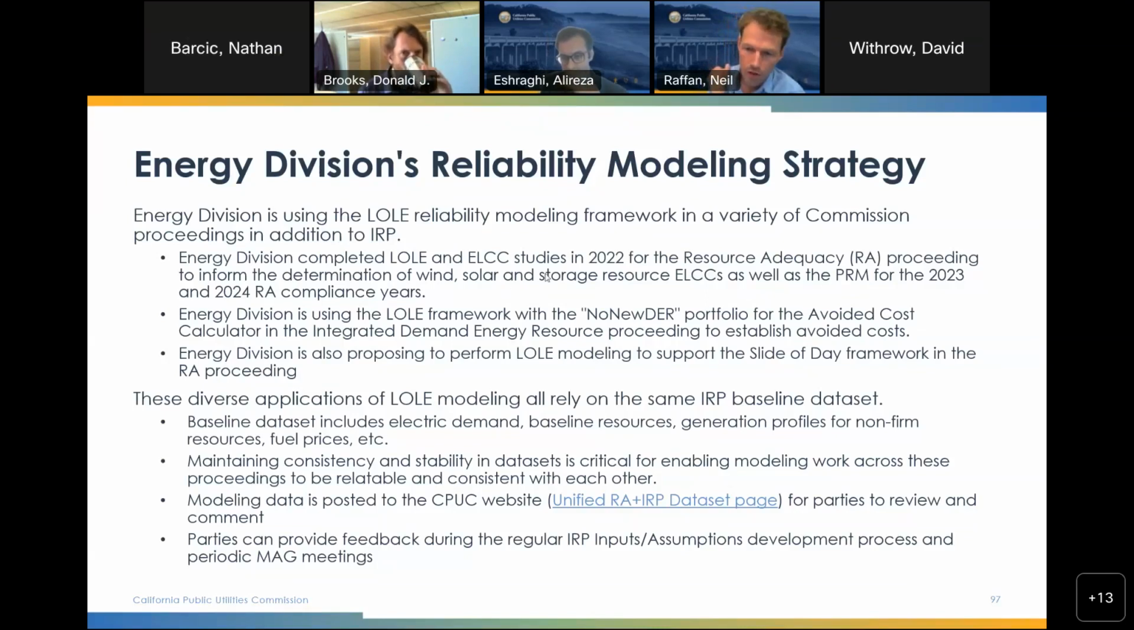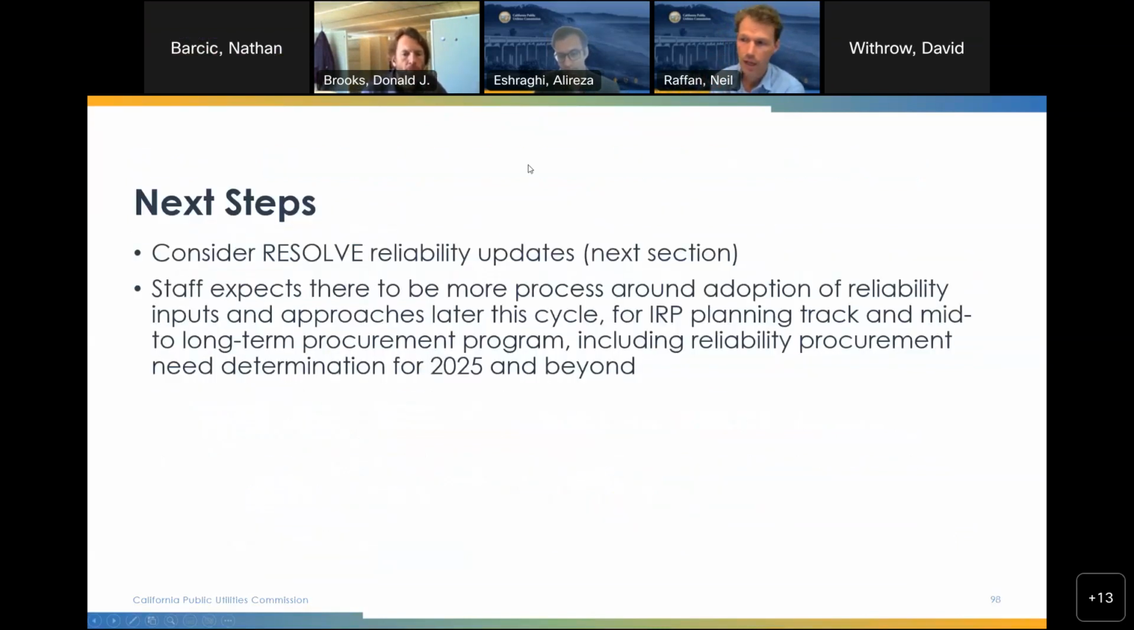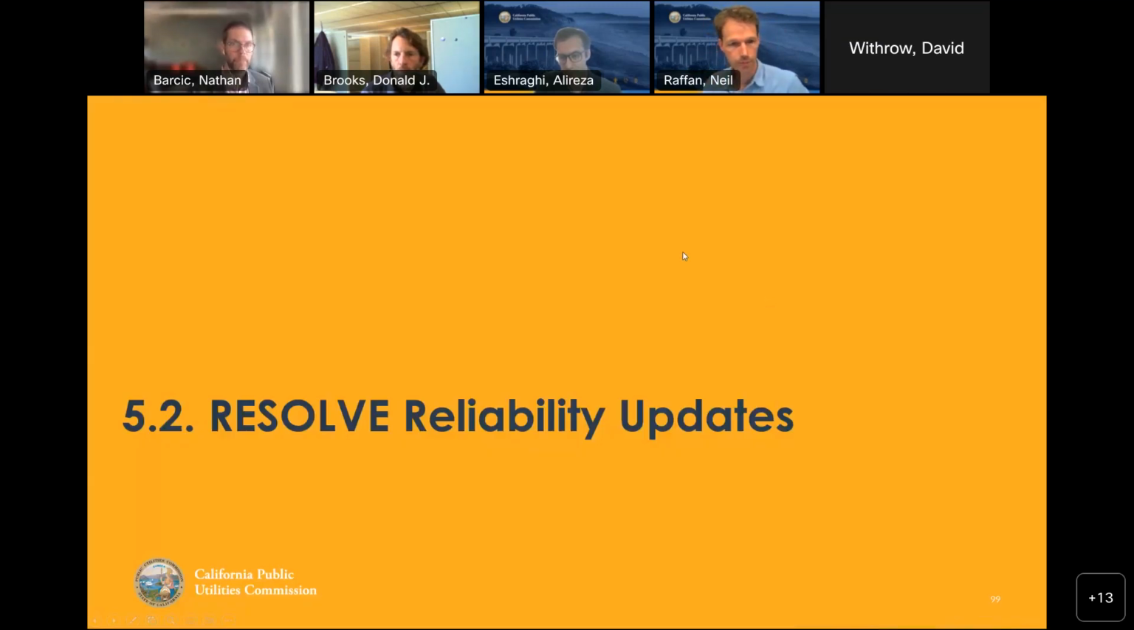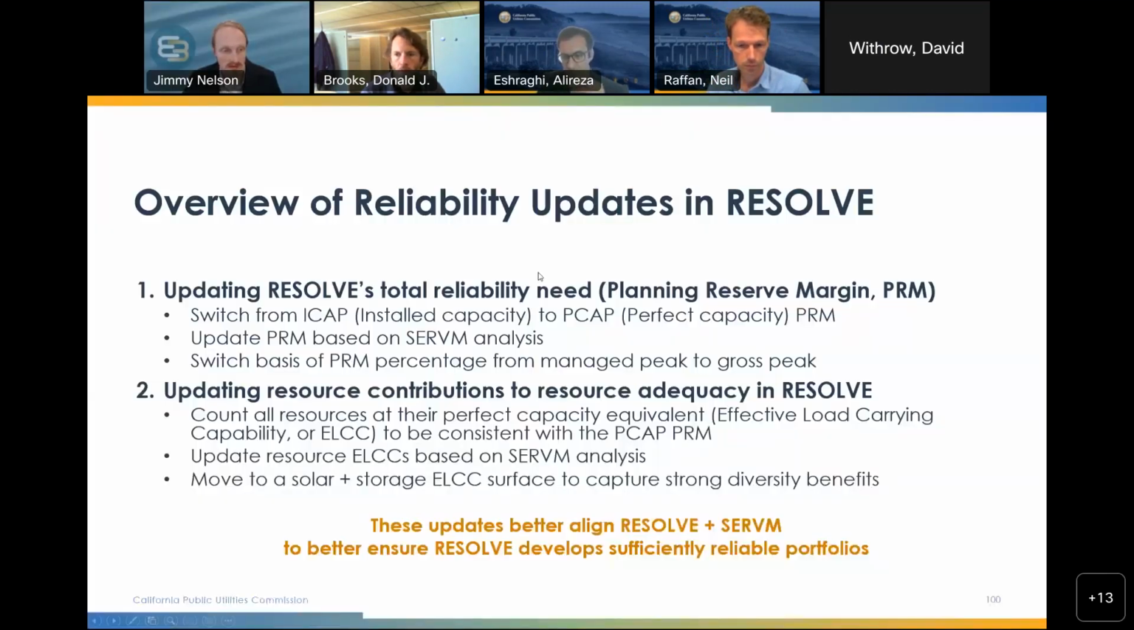And so, just on process, I want to conclude by saying on the next slide that regarding reliability, Ali's laid out the general INA informal commenting process, and then staff expects that on top of that, we'll have some process related to the new procurement program and the reliability content therein, and determining potential procurement needs for 2025 and onwards. Without further ado, I hand to Jimmy Nelson to explore Resolve's reliability updates. Right. Thanks, Neil. So I'll try and go through this relatively quickly in the interest of time.